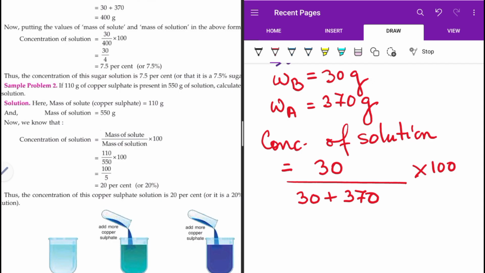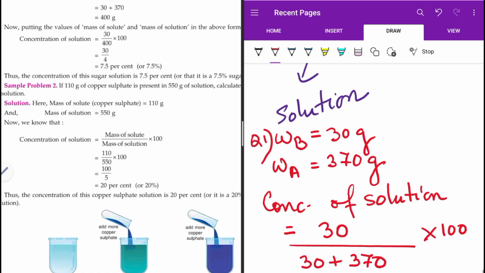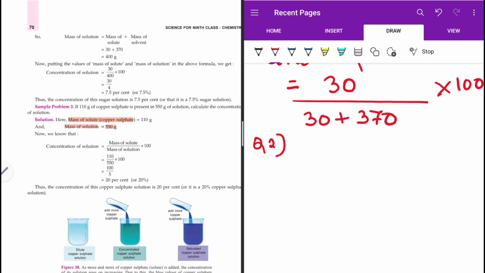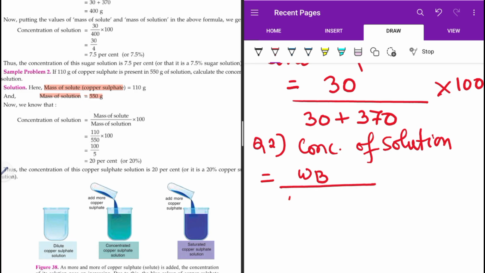Next question. This was the first question. Next, if 110 gram of copper sulfate is present in 550 gram of solution, calculate the concentration of the solution. So it is given in mass. Obviously the concentration of solution is actually in mass percent. So this will be again the mass of the solute divided by mass of solution into 100.